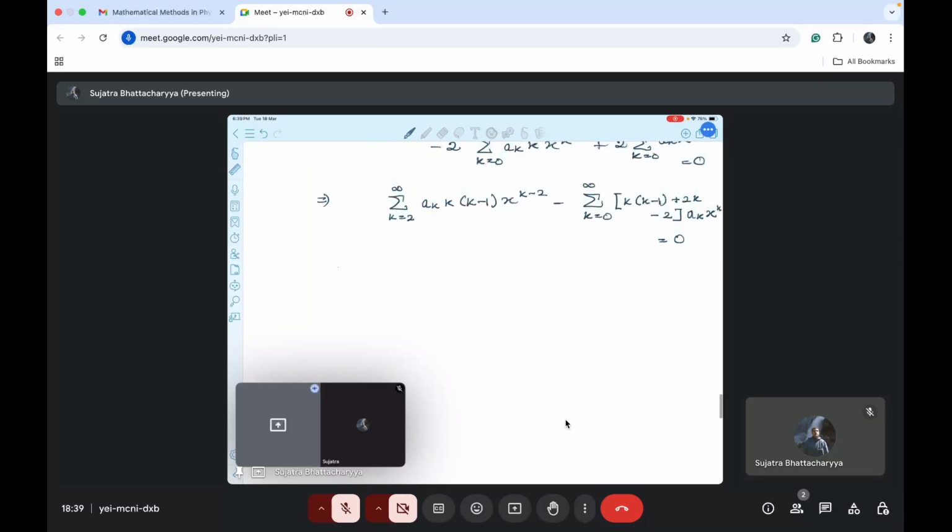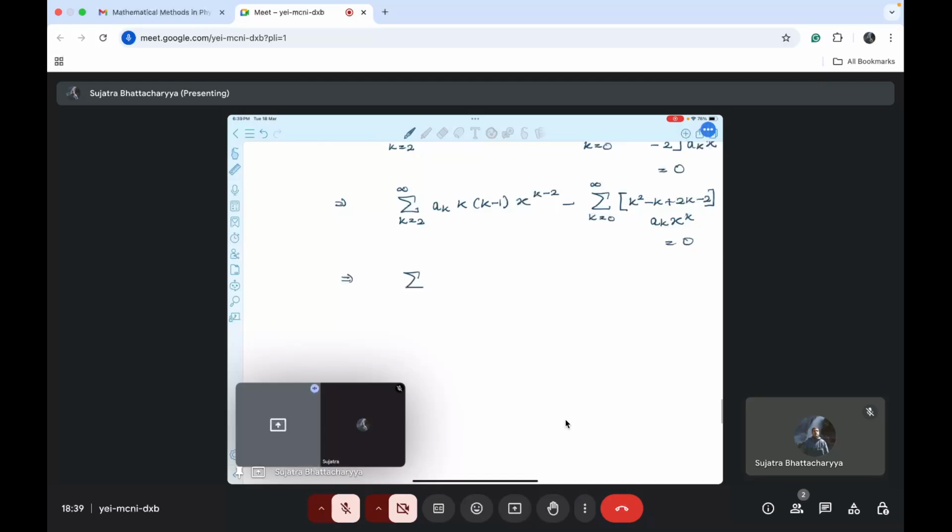Right? We can write this further, writing k is equal to 2 to infinity a_k k (k minus 1) x to the power k minus 2, minus, again writing the summation k is equal to 0 to infinity, and we solve inside and write whatever is there. So k square minus k plus 2k minus 2, and you have a_k x to the power k. This should be equal to 0. Further, in the next step, k is equal to 2 to infinity. The first term we are not touching, let it be like this, minus the summation k is equal to 0 to infinity, and what about this? k square plus k minus 2. Done. a_k x to the power k, this should be equal to 0.